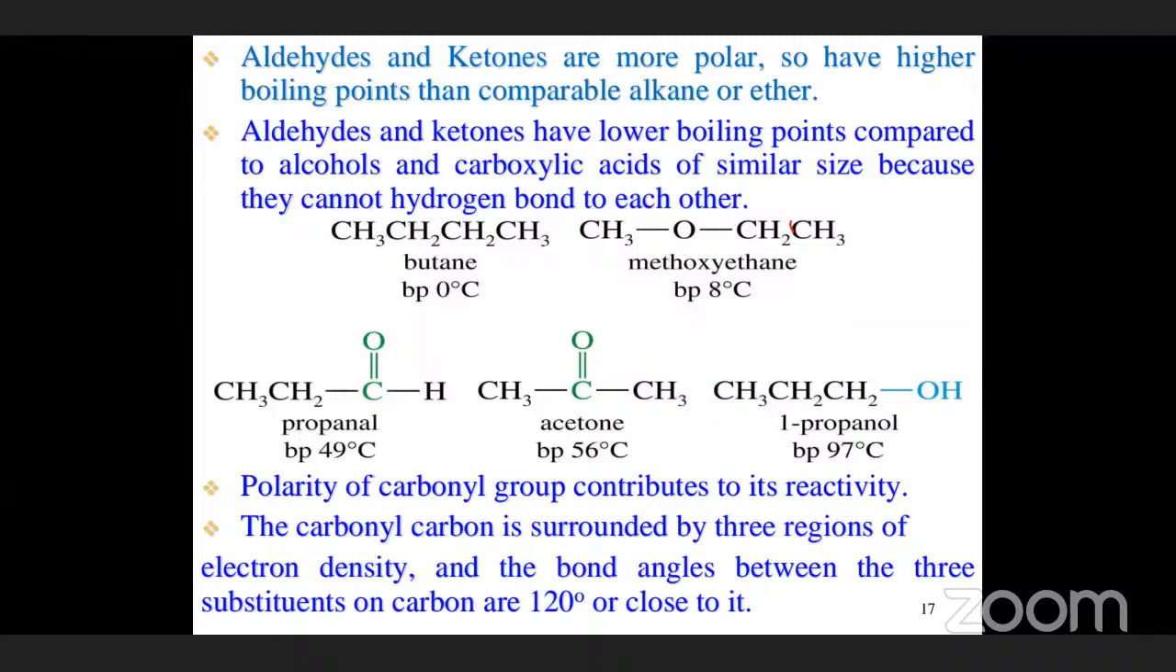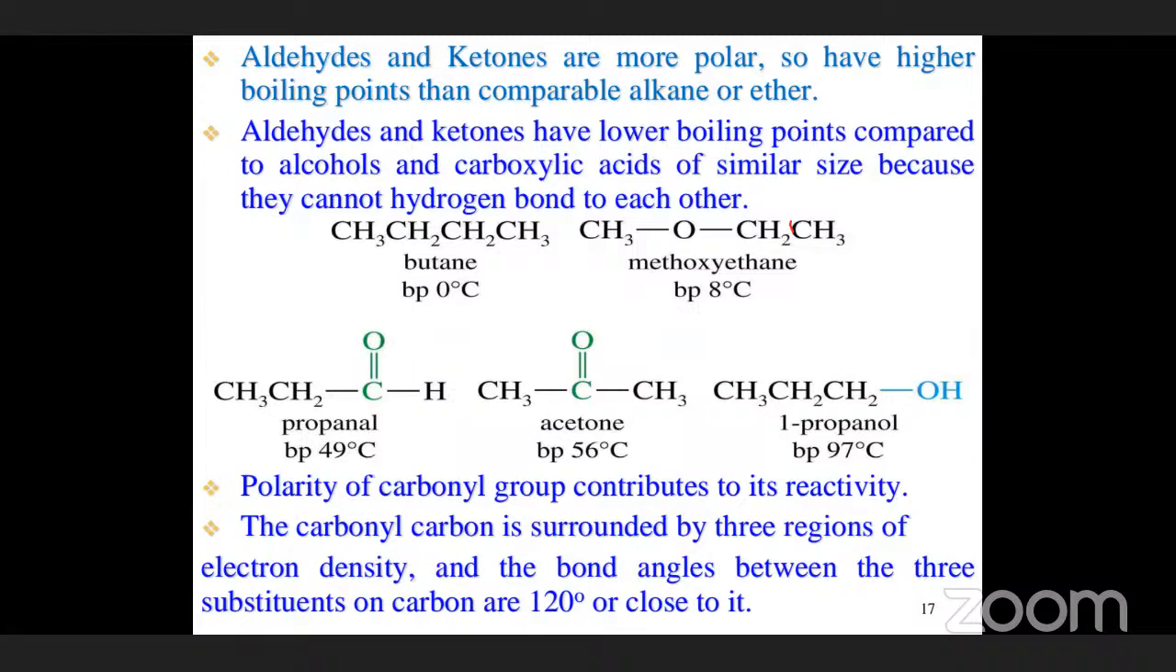But if you compare them to alcohols and carboxylic acids, you find out that the opposite is the case. Alcohols, like I said, can form hydrogen bonding, so that increases their boiling points compared to the aldehydes and ketones that cannot. And as you will learn, carboxylic acids are similar. So this polarity contributes to their reactivity.